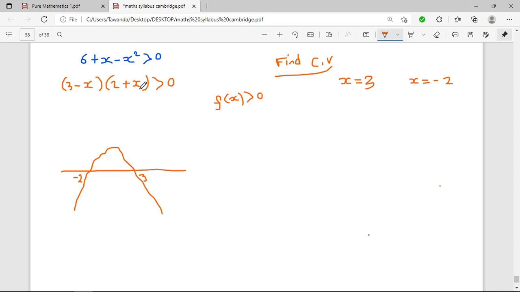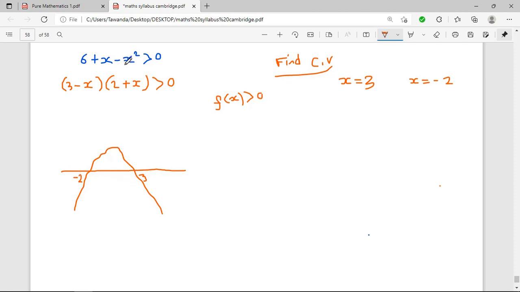After this, you have to see which direction you are solving. We are solving for the function f of x greater than 0. So it is a region which is above the horizontal line that we were drawing. Then you have to find the critical values by equating all the brackets to 0. If you equate this bracket to 0, you get x equals 3. And if you equate this bracket to 0, you get x equals -2. So these are the critical values. Then we go to the graph. This is our horizontal line. We have -2 and 3.